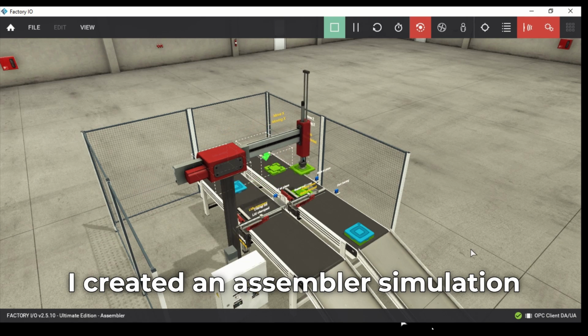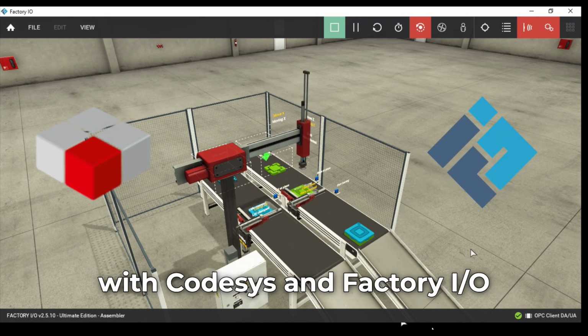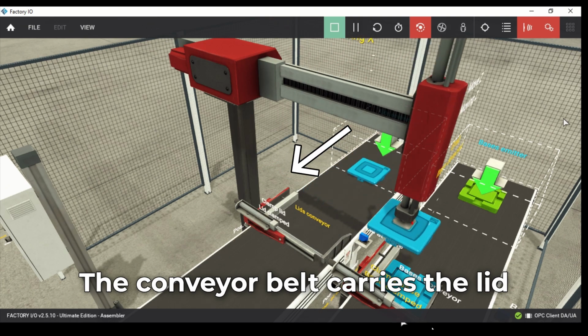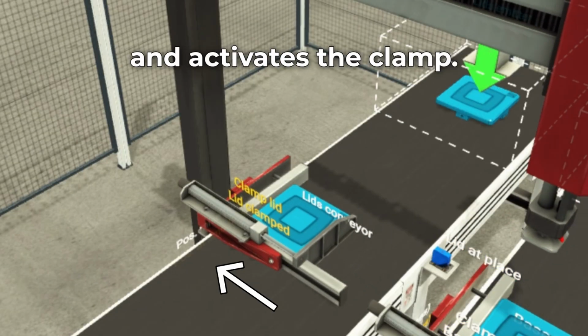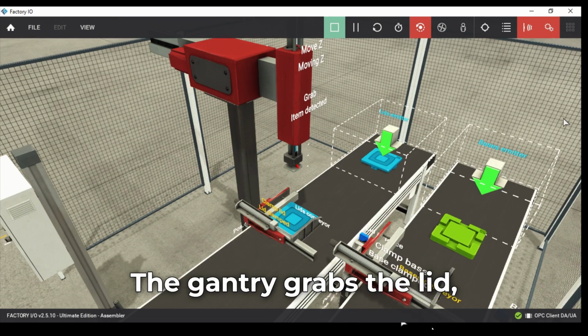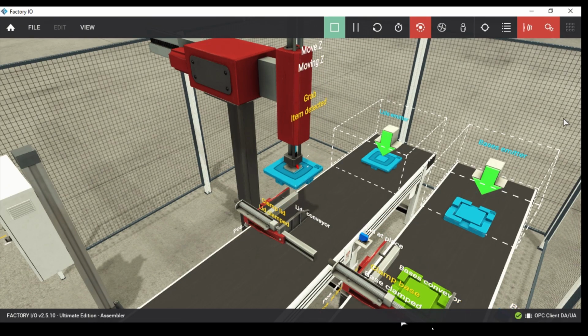I created an assembler simulation with Codesys and Factory I/O. The conveyor belt carries the lid until it reaches the gantry. A sensor detects the lid and activates the clamp. The gantry grabs the lid, moving along the X and Z axes.